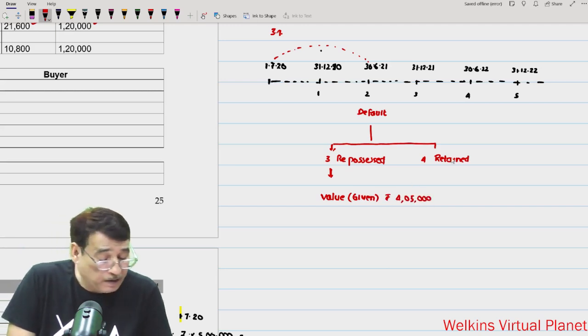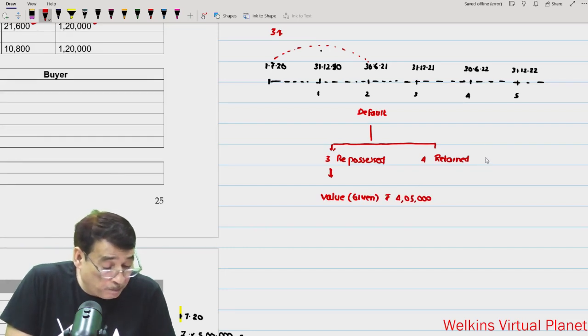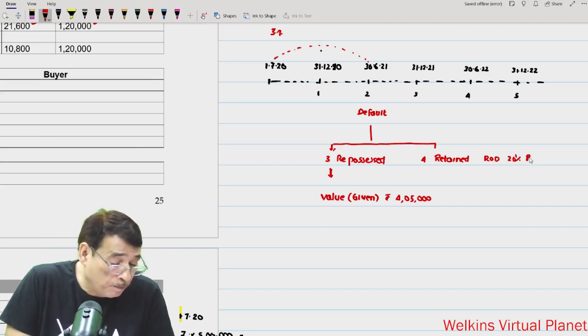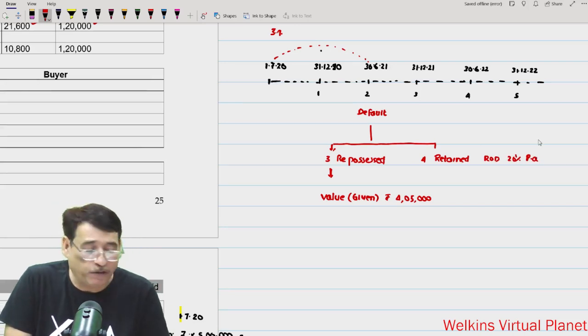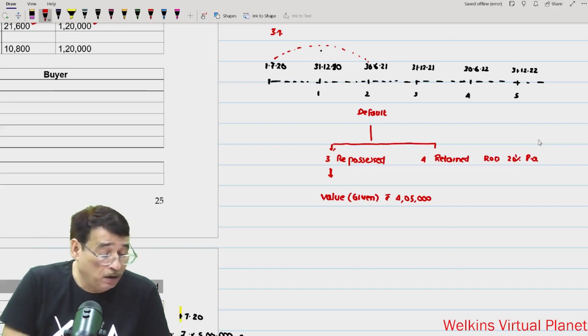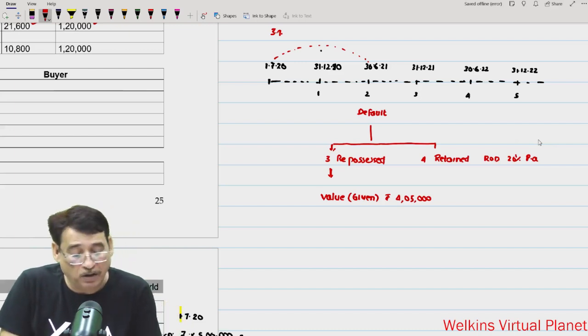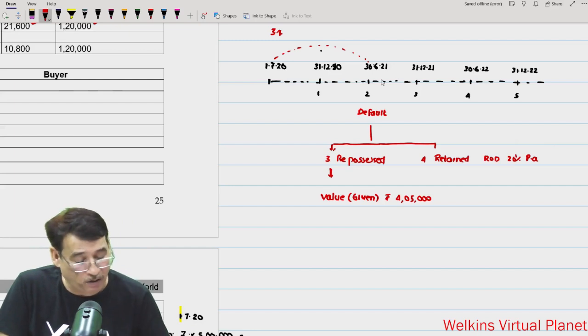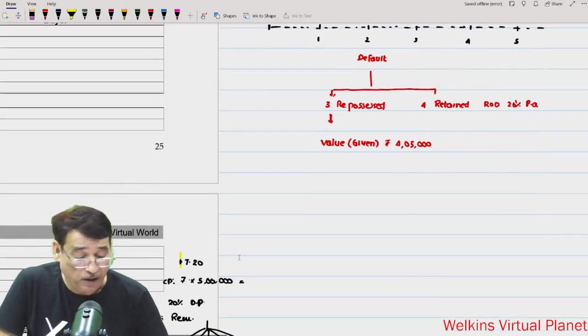And as far as retained are concerned, the buyer's rate of depreciation is 20% per annum. Now, don't ask any question, sir, whether it is written down value or original cost method. Because in this question, the lifespan is 1 year only, so it is not going to matter. Correct?